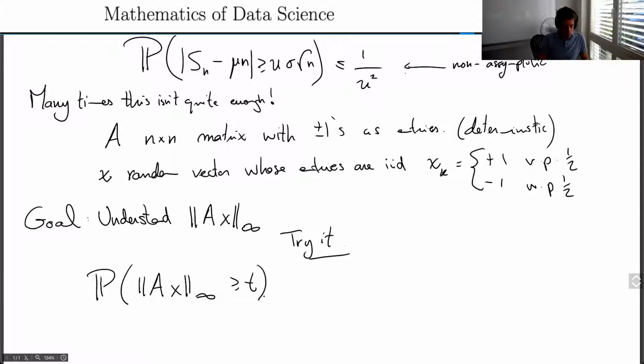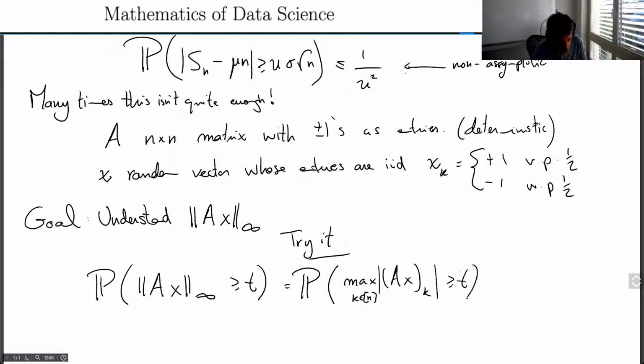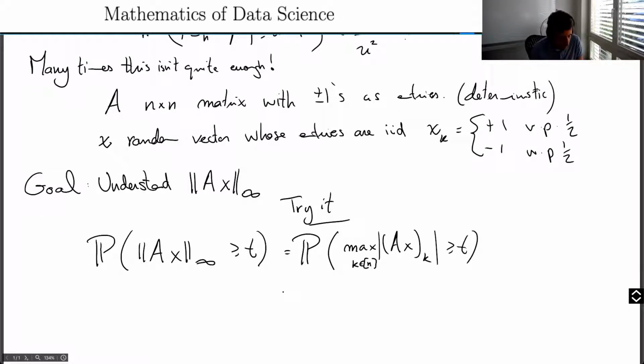Okay. And one way that we could do this, right? Let's write out what this is. This is the probability that the maximum over k in the numbers from 1 to n of the entry (Ax)_k, in absolute value, say, is bigger or equal than t. But the maximum being bigger than something is the same thing as the probability that there exists a k such that (Ax)_k is bigger or equal than t.